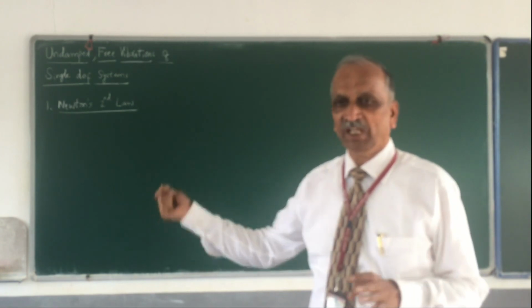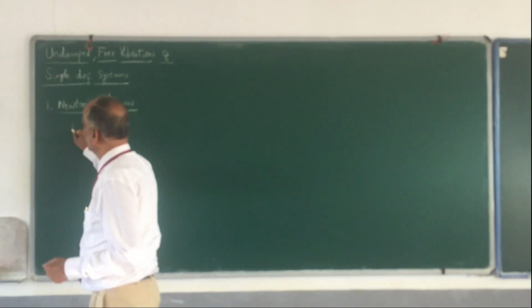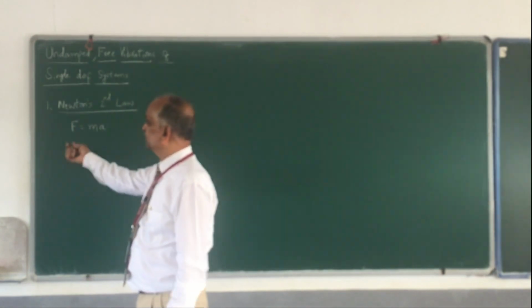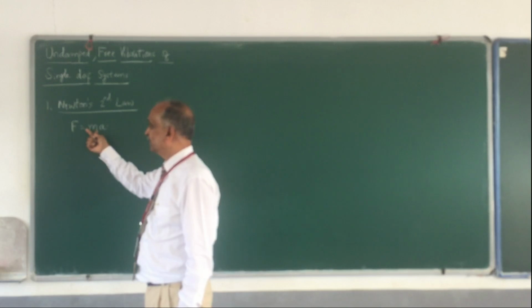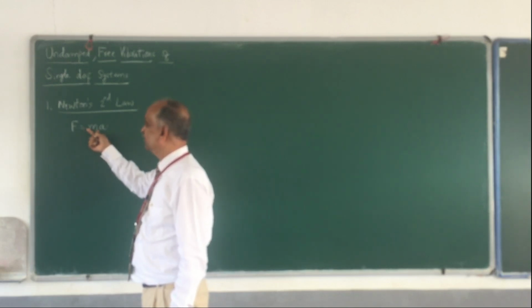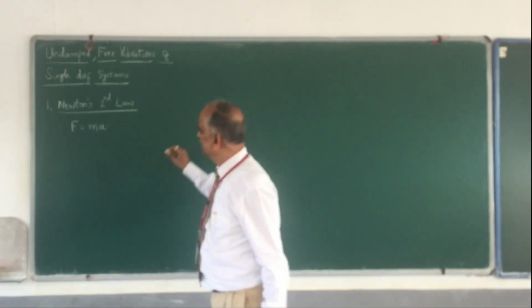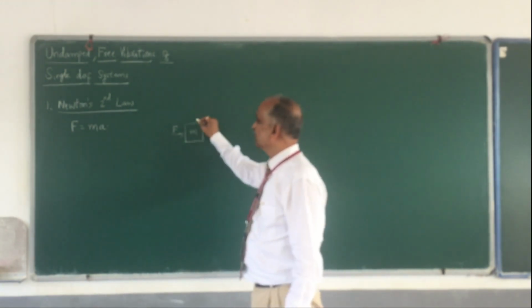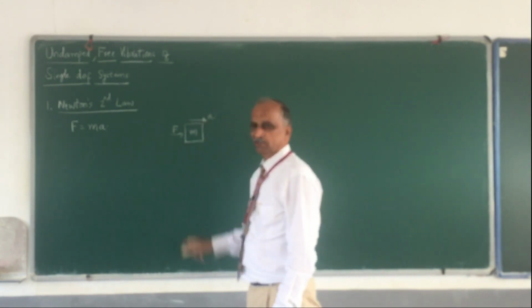So force is equal to ma. F is equal to m into a. This is Newton's second law. The force you apply on the body will make the body of mass m have motion whose acceleration is a. That is the meaning. If you have a body and apply some force on it, and the mass of this body is m, then this body will start moving in the direction of the force with an acceleration a.